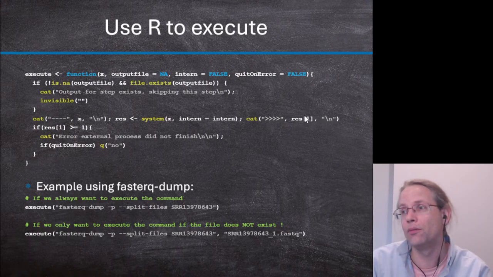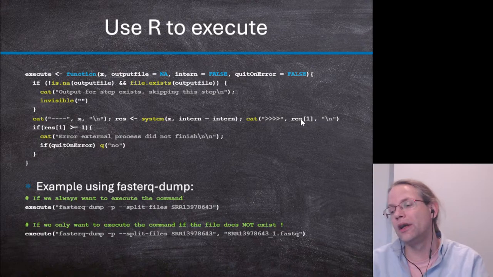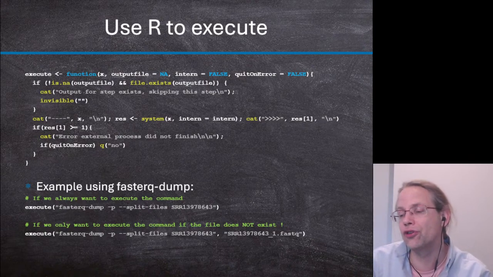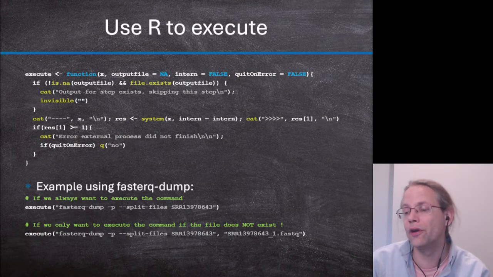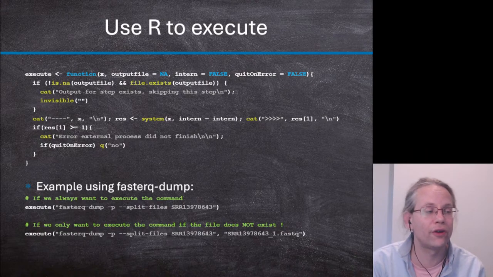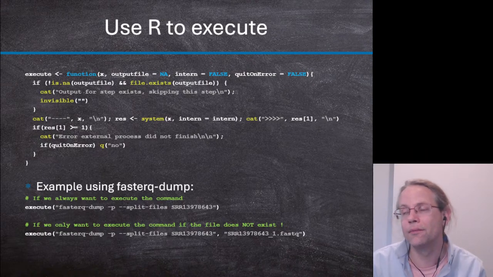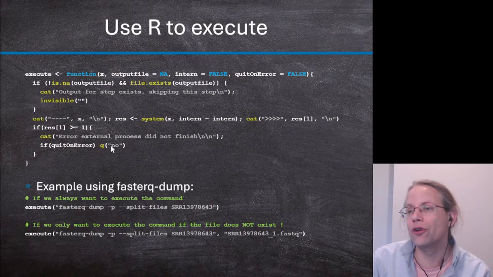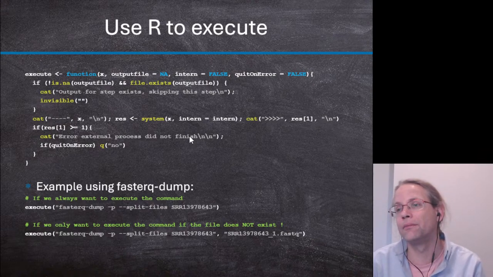So this should be 0, because if you execute a Linux command and the Linux command executed successfully, it will not return an error code. Not returning an error code means the value of it is going to be 0. But if there is an error code, so if the thing that we called failed, then it will tell me failure code 13 or failure code 9 or failure code something. If there is a failure code, then I'm just going to quit R, because the external process did not finish or it finished unsuccessfully.